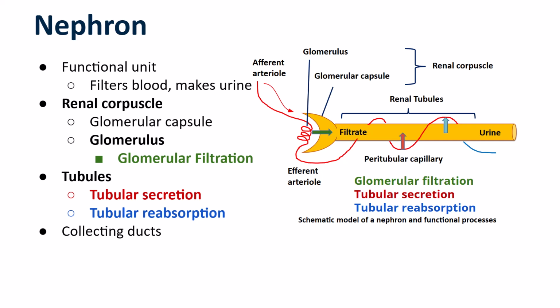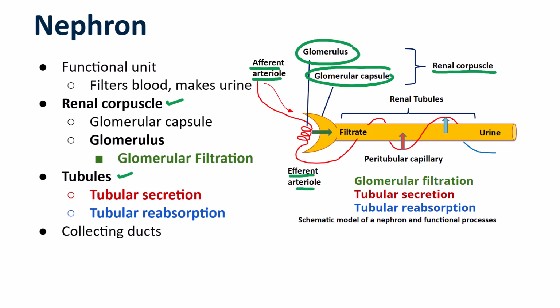So let's start with the functional unit of the kidney, the nephron. The nephron, as a structure, filters blood such that we can make urine. There are two important portions of the nephron, the renal corpuscle and the tubules. The renal corpuscle has two distinct parts, the glomerulus, which is a specialized capillary bed, which is surrounded by the glomerular capsule. The glomerulus is fed by an afferent arteriole, and it is drained by an efferent arteriole.